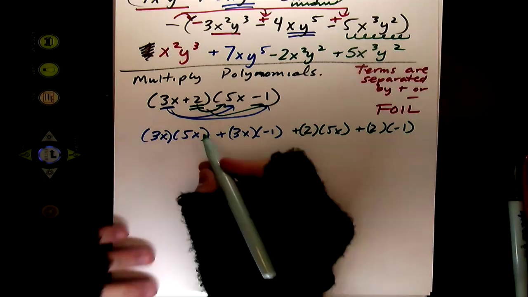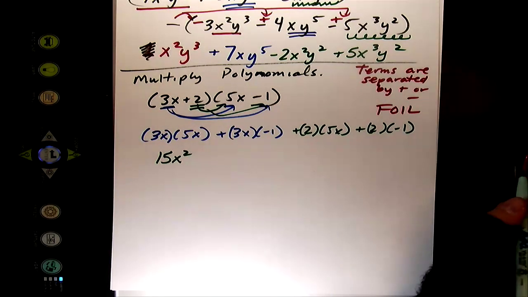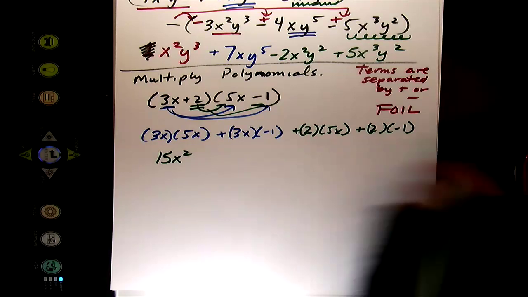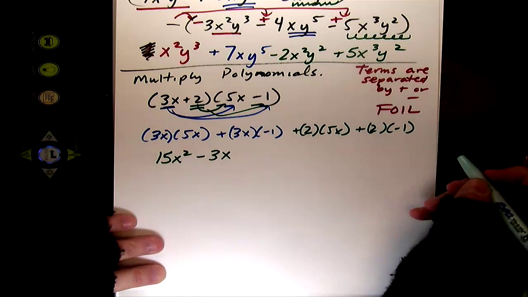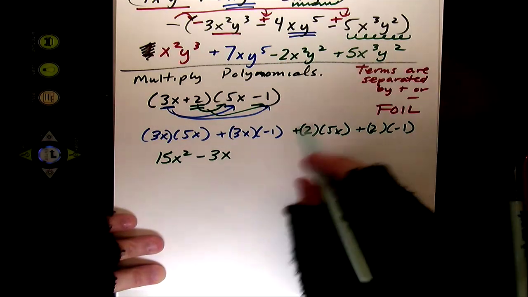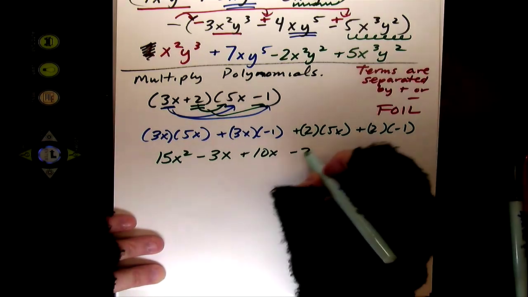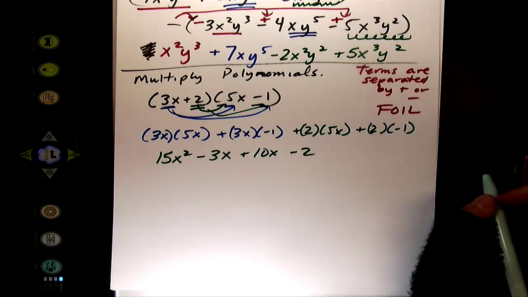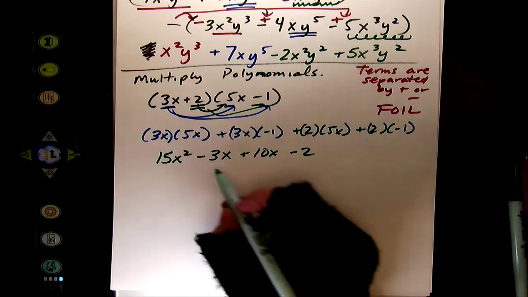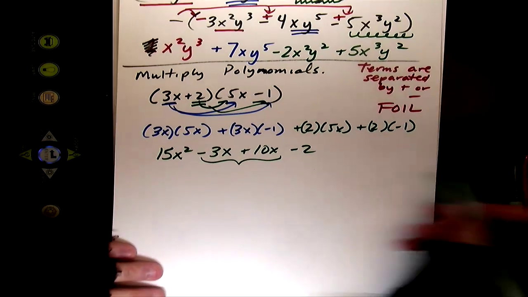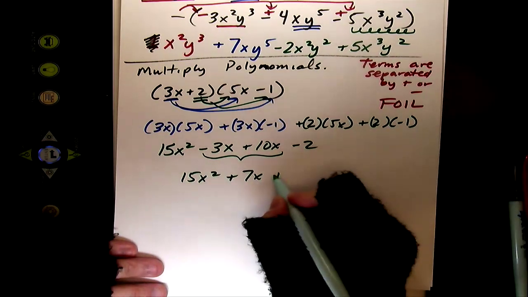So 3 times 5 is 15, and x times x is x squared. Then we have 3x times -1 is -3x. 2 times 5x is 10x, and 2 times -1 is -2. These are like terms, so we're going to combine them together. And our final answer would be 15x squared plus 7x minus 2.